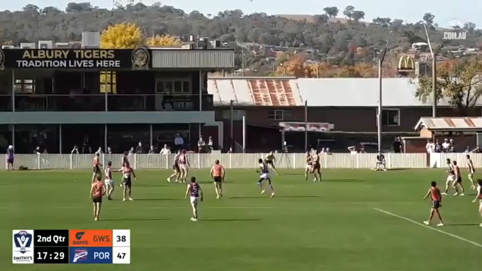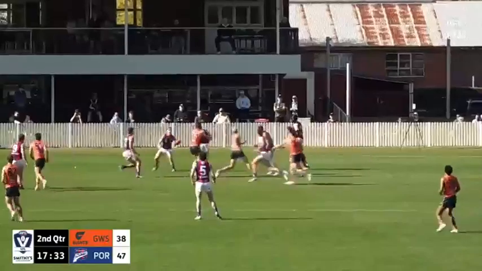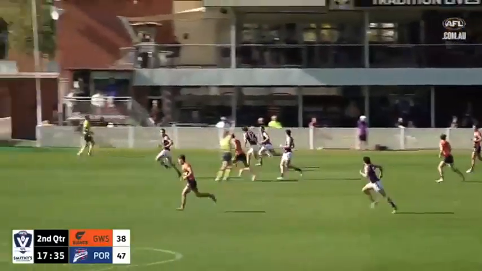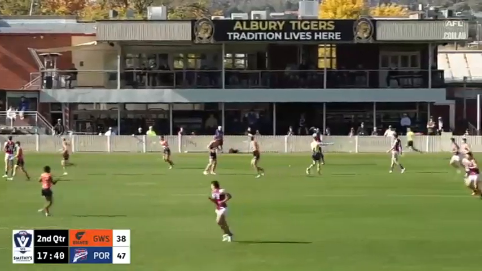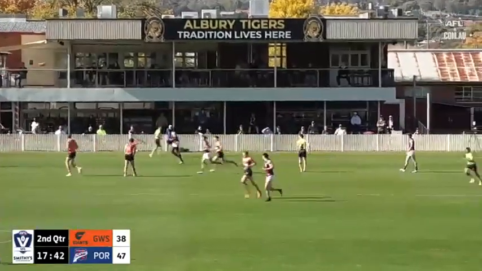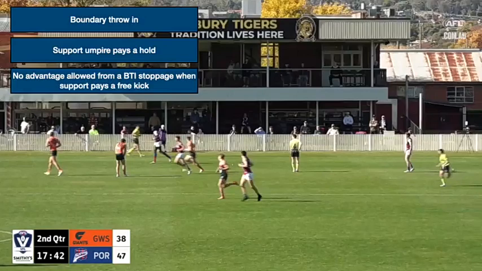Let him run. Out of zone. Where a support umpire pays a free kick at the boundary throw-in, therefore no advantage is allowed in this case.